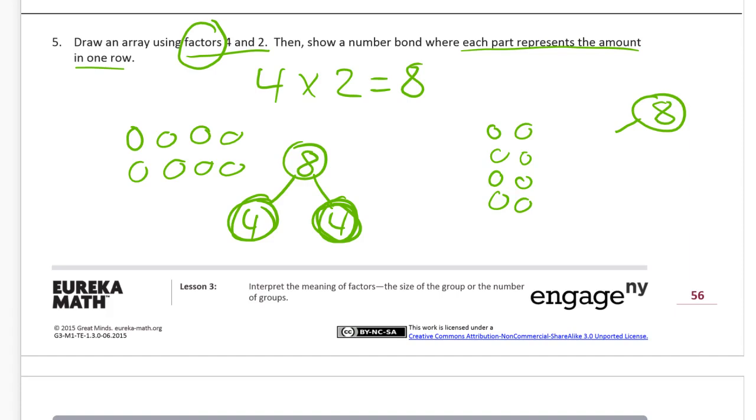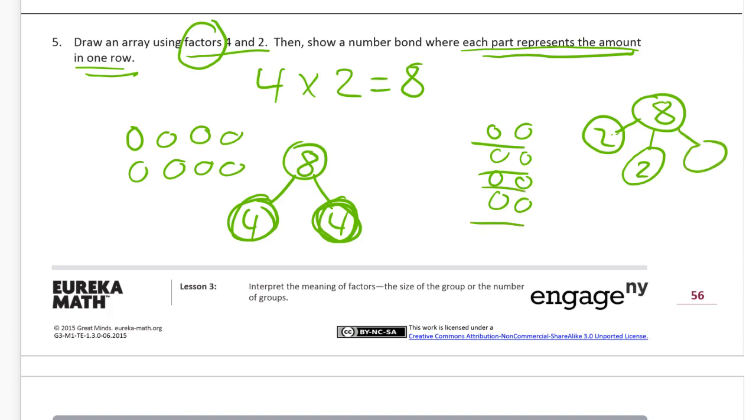But remember that each part represents the amount in one row. So in here, these are rows of 2. So that means this has to be a 2. And then we're going to have another 2. And we're going to have 4 2s here. So this number bond is going to have 4 legs or whatever you want to call them.